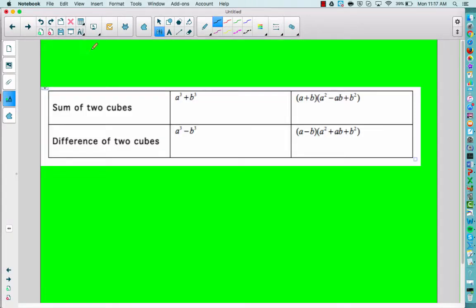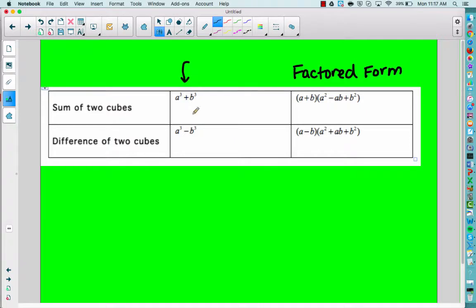At the bottom of the page, you'll see that there are 2 boxes, and they explain the sum of 2 cubes and the difference of 2 cubes. So this is the sum and difference of cubes. For the sum, you can see the cubes are being added; for the difference, they're being subtracted. The factored form of it is over here.